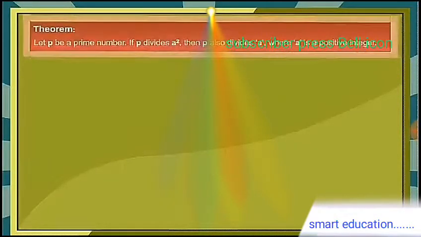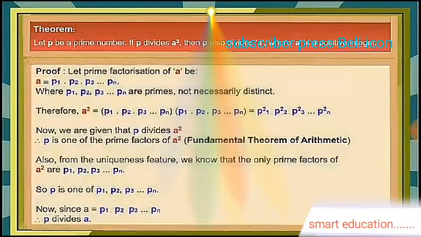We need to understand the following theorem in order to prove a given number irrational. According to this theorem, for a prime number p, if p divides a square, then p also divides a, where a is a positive integer. Let us now prove it.